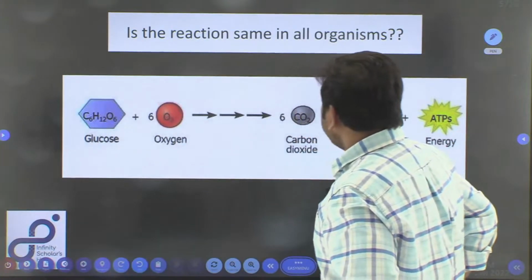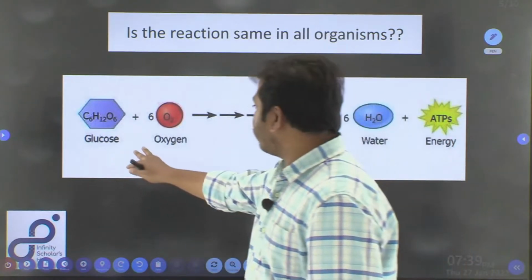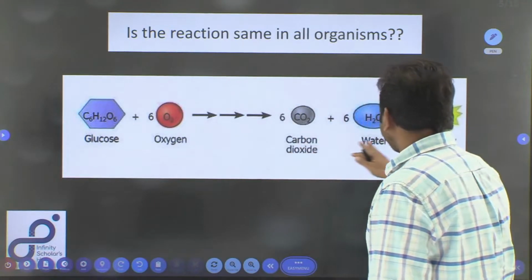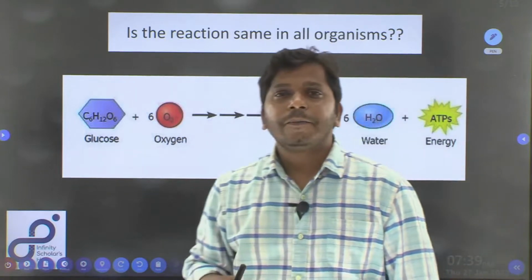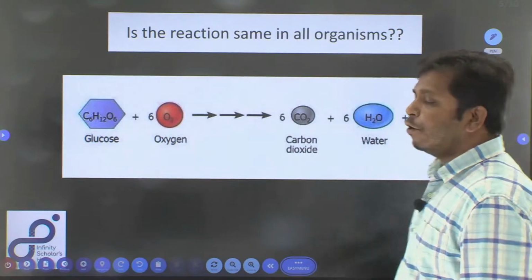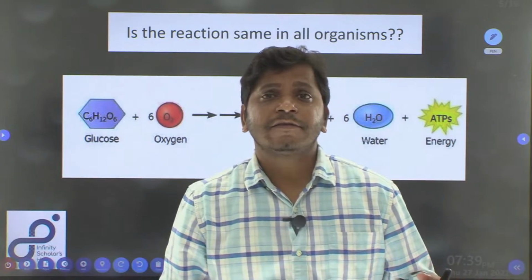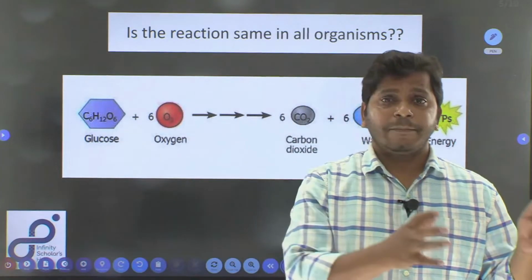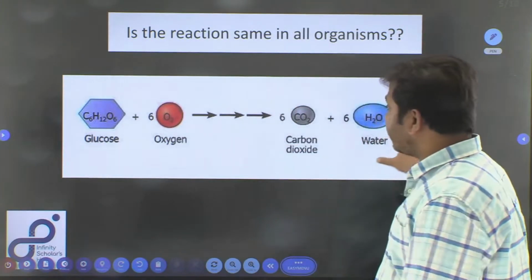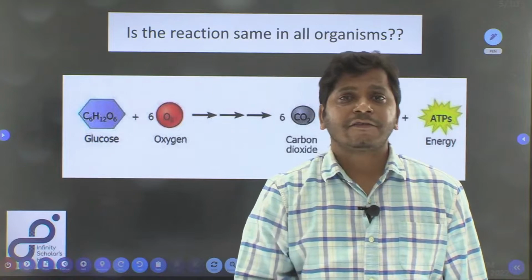So this is the overall process of respiration, which we have already discussed, where glucose reacts with oxygen to produce carbon dioxide and water, and energy is released. But the question now arises, does this process remain the same for all living organisms? We have a diverse group of living organisms in the universe: prokaryotes and eukaryotes. Do all of them follow exactly the same reaction? The answer is no.